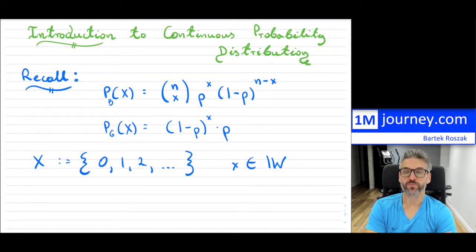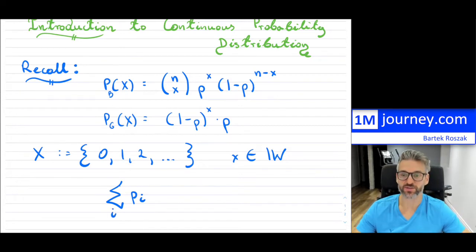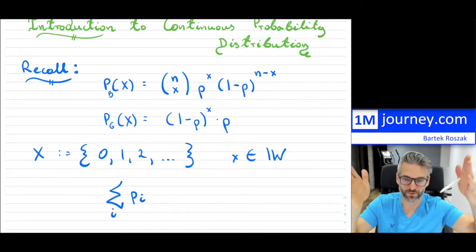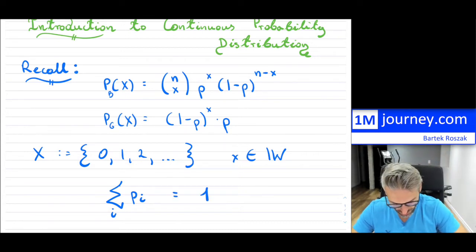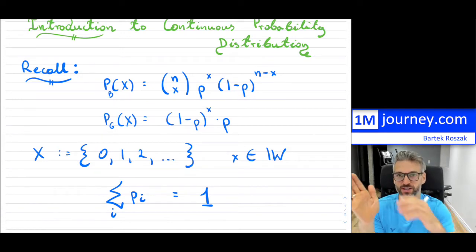Now, we knew that when we're talking about discrete probability distributions, there's a summation across all the probabilities. This is over i, where i could be 0, 1, 2, and so on, and eventually ended. This is equal to 1. By definition, we know from probability theory that if we add up all the probabilities, they equal 1. And we can actually sum them up because we had them individually.